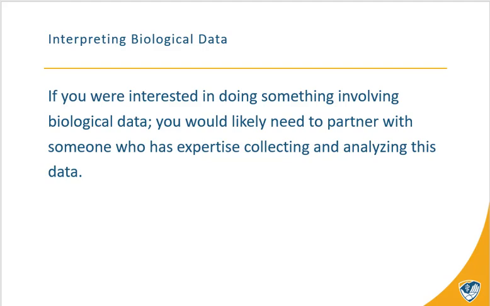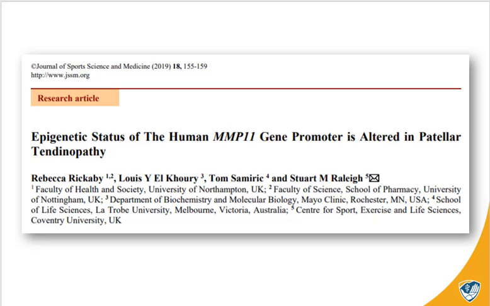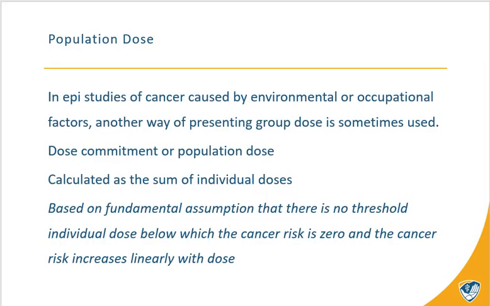If you're interested in doing something with biological data, obviously we would need to partner with someone who has expertise in collecting and analyzing this type of data. Same type of thing goes for something like this. If you're interested in the epidemiology of jumper's knee, which I talked about last week, well, I don't have experience in doing epigenetic testing. I have experience in the sports epi side of things. This is where we would potentially need to partner with somebody that has that expertise. One of the benefits of working in a large institution, potentially.